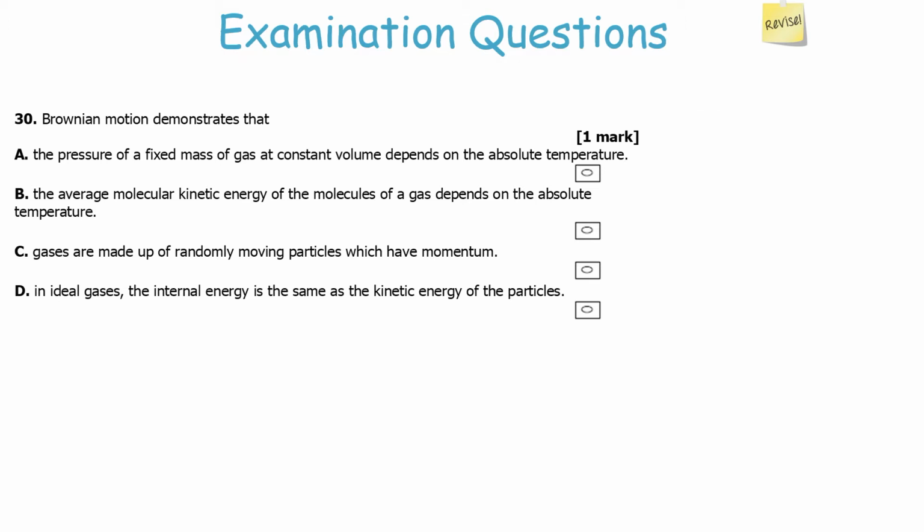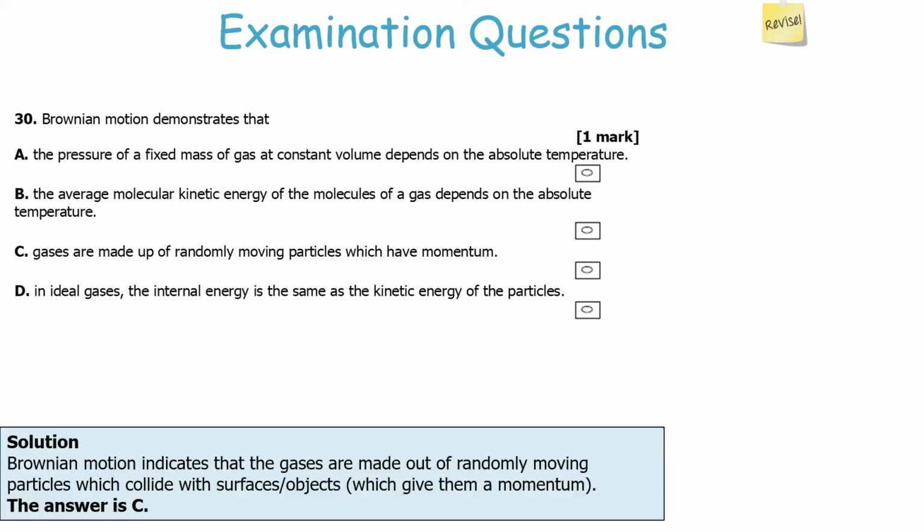Right, so you need to know what Brownian motion is and why it's so important. Brownian motion indicates that gases are made out of randomly moving particles which will collide with surfaces and objects, which will give them a momentum because they are colliding with objects at a particular velocity. So that indicates what Brownian motion demonstrates. That is a particular fact you've just got to recall.